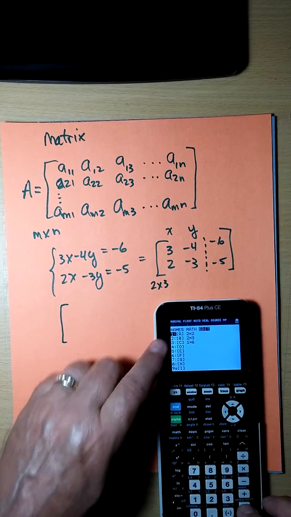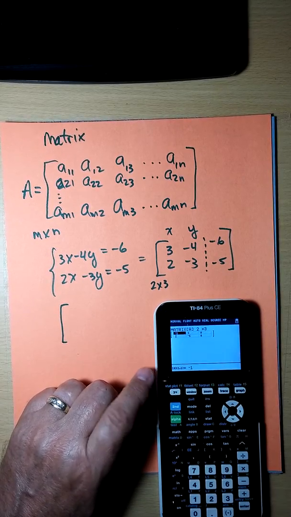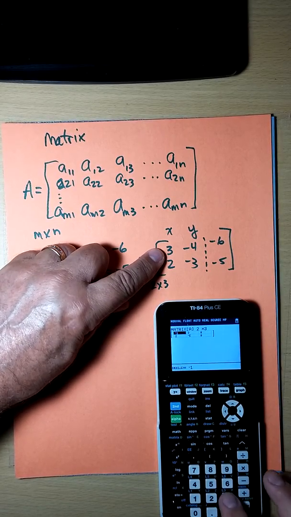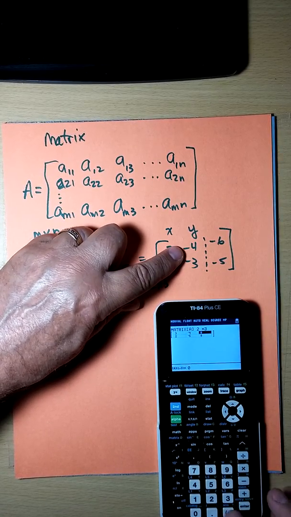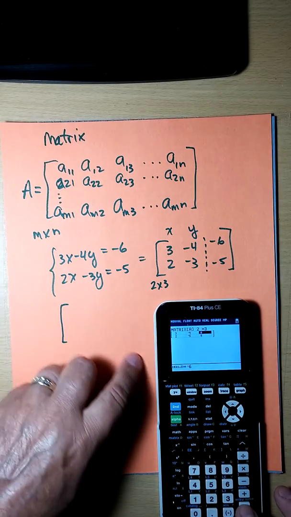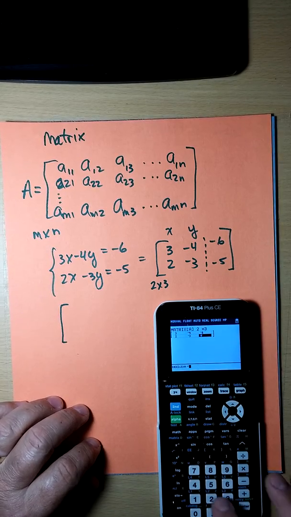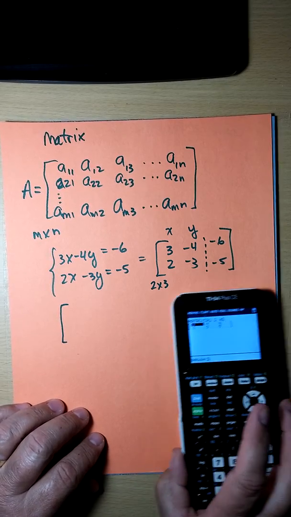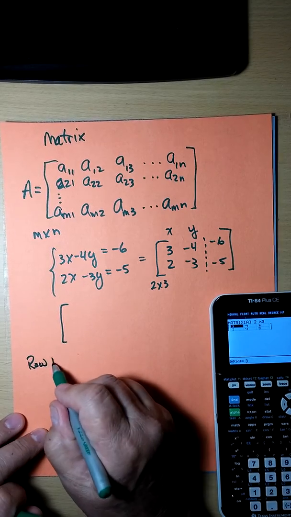So when we edit A, we can put in 2, enter 3. And it'll give me the 2 rows and 3 columns. You might have to zoom in to see this. You put in the numbers, you go across the column as you're doing this. 3, negative 4, and negative 6. They don't put that dot, dot, dot there. 2, negative 3, and negative 5. Once you have that in, we're going to put this in what they call row reduced echelon form.